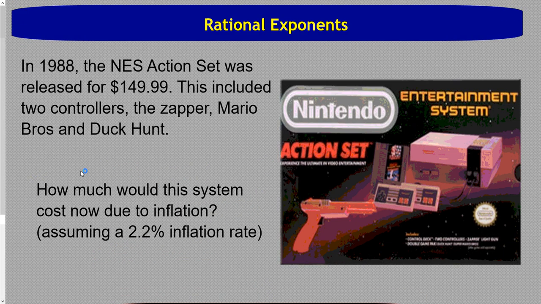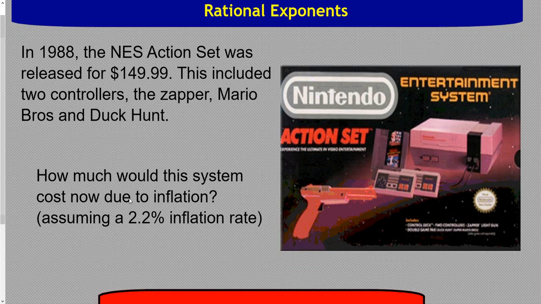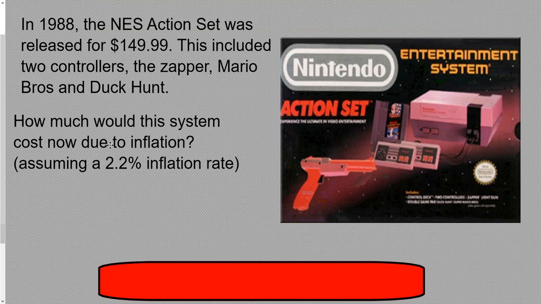Let's test this. In 1988, the Nintendo Entertainment System Action Set was released for $149.99. This included 2 controllers, the Zapper, Mario Bros, and Duck Hunt. If you guys have not played Duck Hunt, you're missing out. This is like the first big video game that really exploded. This is after the Sega and the Atari, but this is Nintendo's introduction. So how much would this system cost now due to inflation, assuming 2.2%? That's kind of the national average for inflation, is 2.2%.